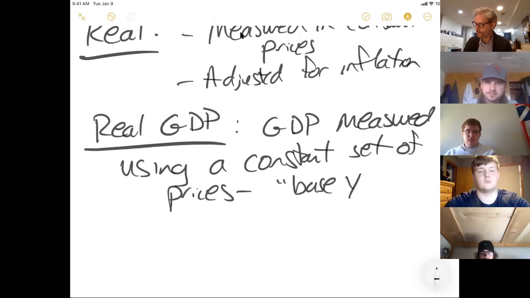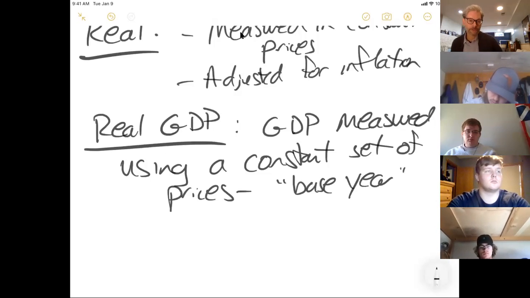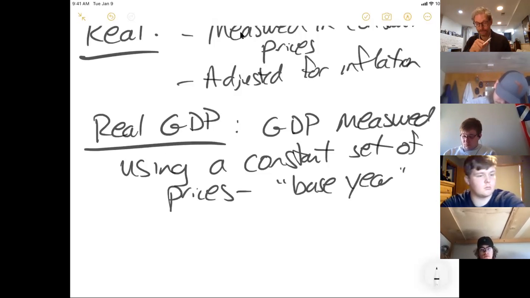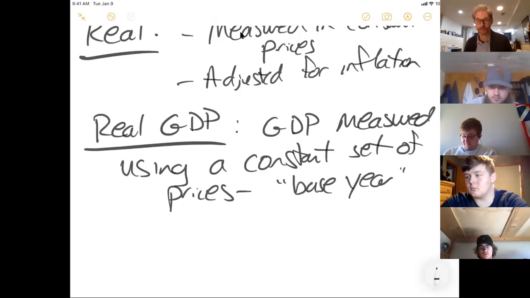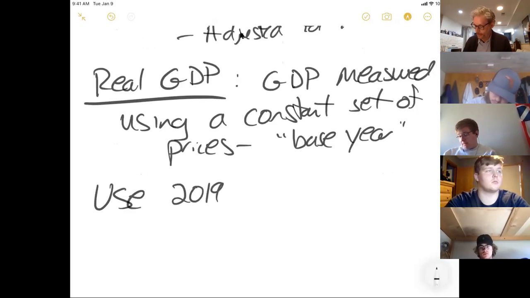Prices from what we'll call the base year. So what we do with real GDP is we pick one year's set of prices and we use it every year in calculating GDP. That makes sure that inflation is not biasing our results. Okay, so let's rework this problem, but let's use 2019 as the base year.